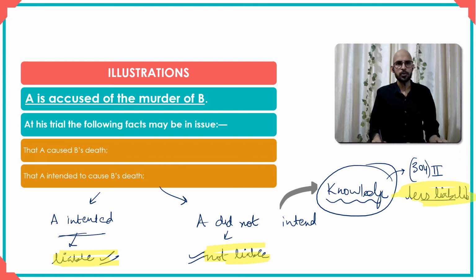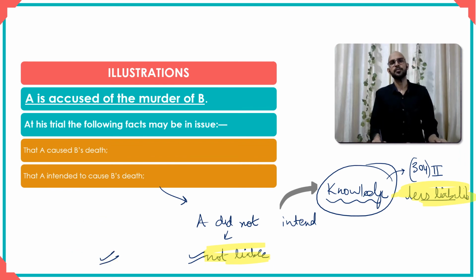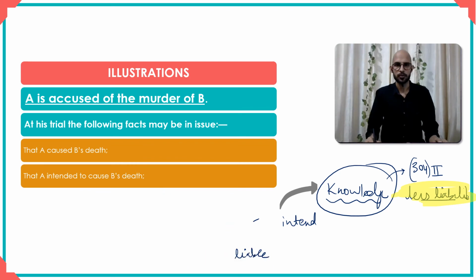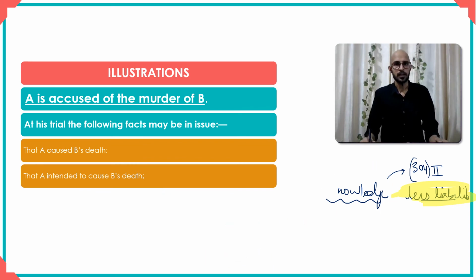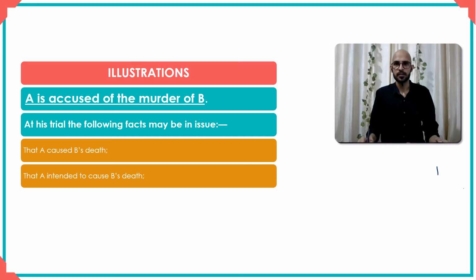Also, we come to know what the nature is, right? What is the nature of his liability? The nature of his liability is punishment. So I hope you get the point. Let's look at our next illustration and see how it is a fact and issue.